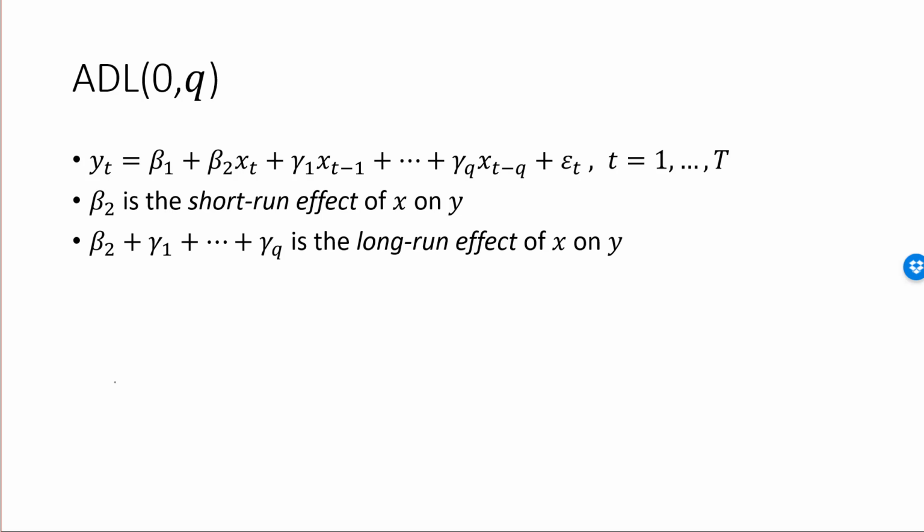So that was the ADL 0,q model. So let's move on to the ADL 1,q model, where we have one lagged dependent variable, and it becomes a little bit trickier, but not a whole lot. Again, to make life a little bit simpler, let's consider ADL 1,1 before we generalize it to 1,q. The ADL 1,1 was this one: yt = beta 1 plus beta 2 xt plus gamma 1 xt minus 1, one lagged x, plus rho yt minus 1, one lagged y.